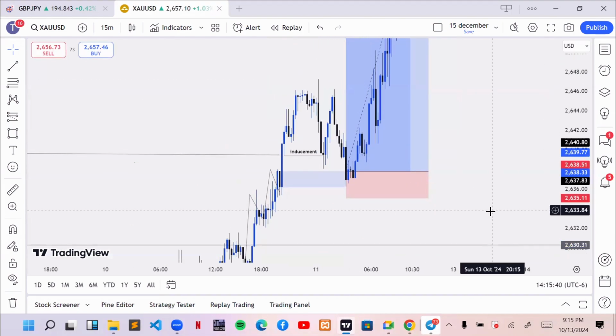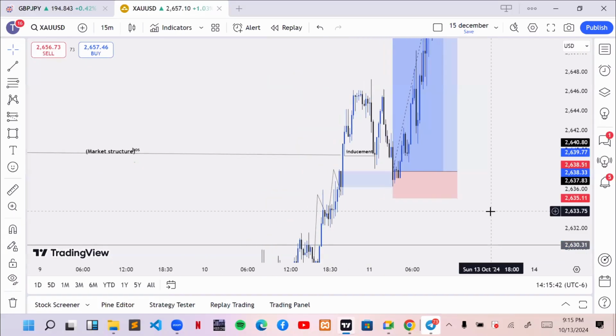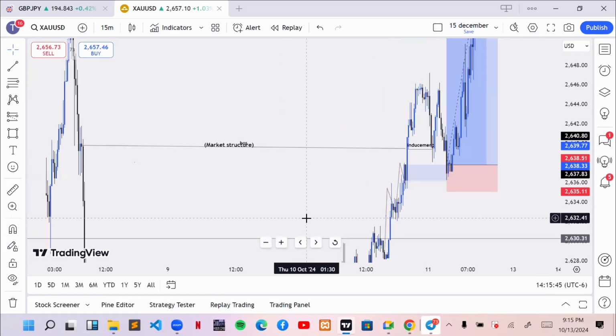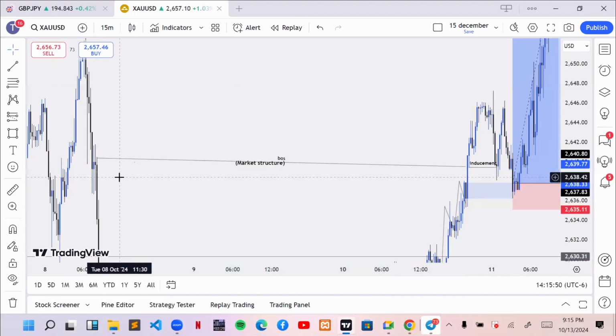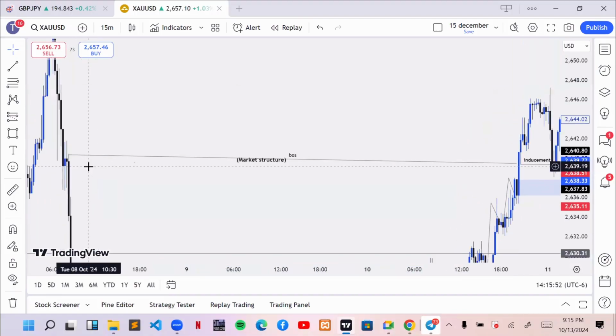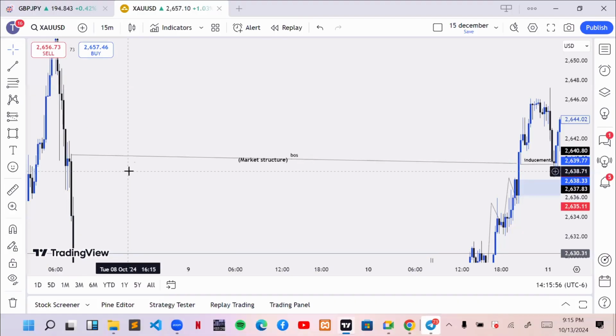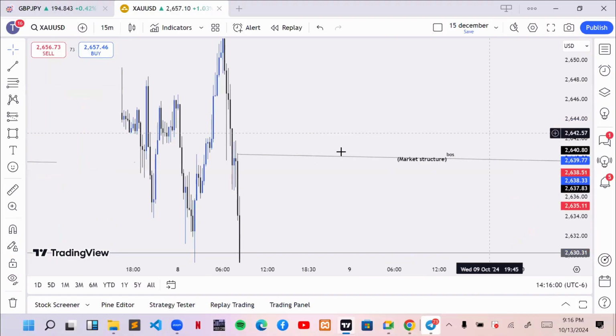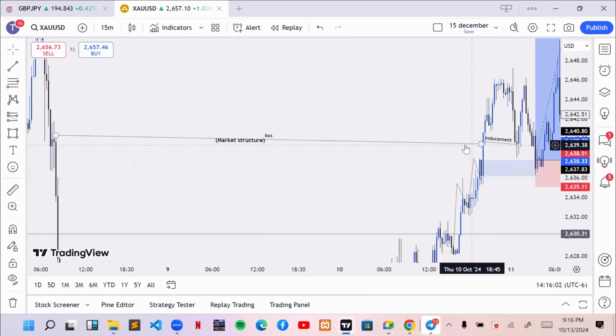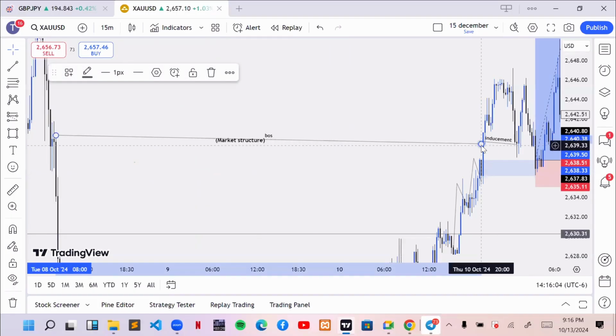Please, I want to know how is that a valid break of structure? Because this is a resistance zone in the market. This is a resistance, actually. You can see, this is a resistance level in the market. Can you see? Okay, this wick right here is a resistance level in the market.